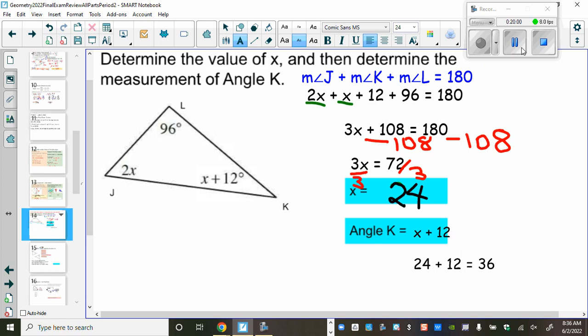Okay. Here we go. Questions on this problem. And again, the sum of our angles in a triangle adds up to 180 degrees. That's the most important step. If you don't get that part, that's a problem. That's going to be a major concern.